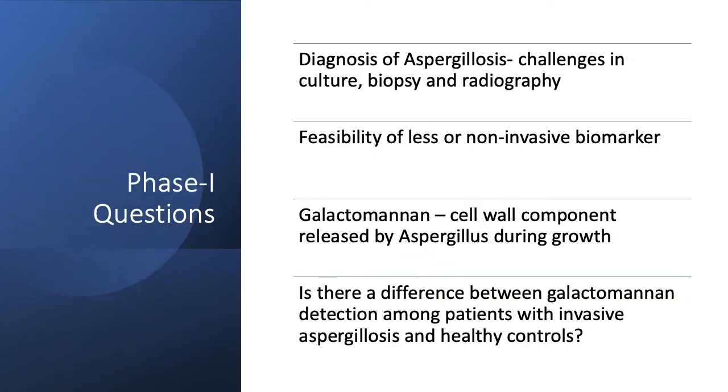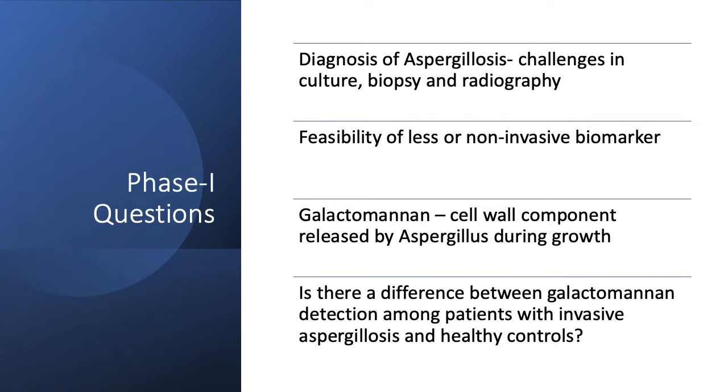Let us start with phase 1 questions. We will talk about diagnosis of invasive aspergillosis in critical care settings. We need to diagnose invasive aspergillosis early so that we can save lives or we can decrease the hospital stay. But there are challenges with respect to diagnosis.